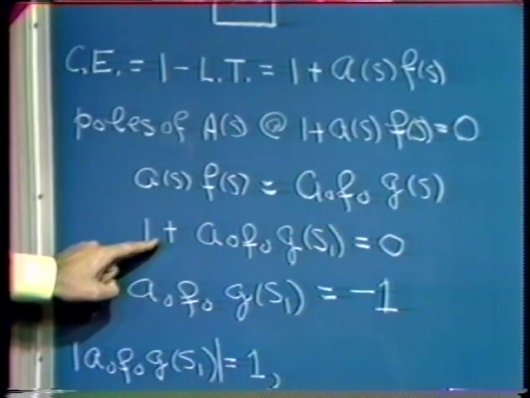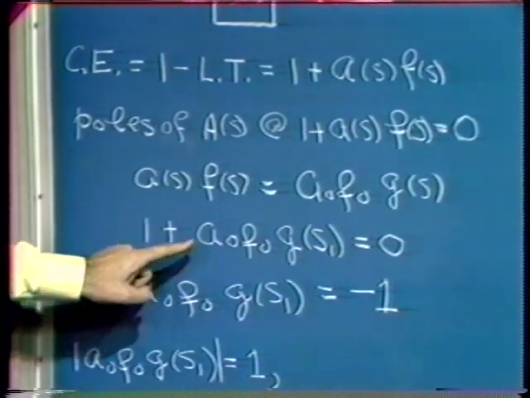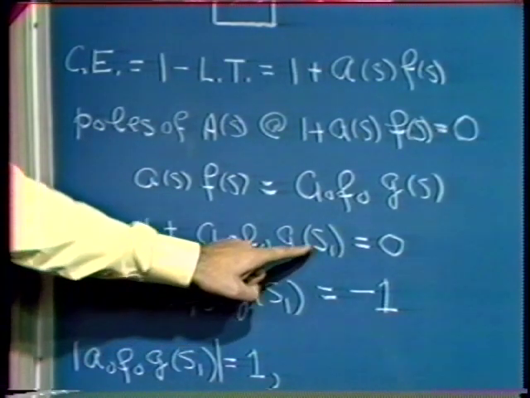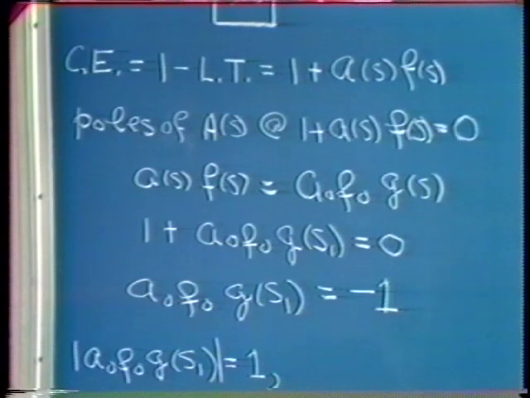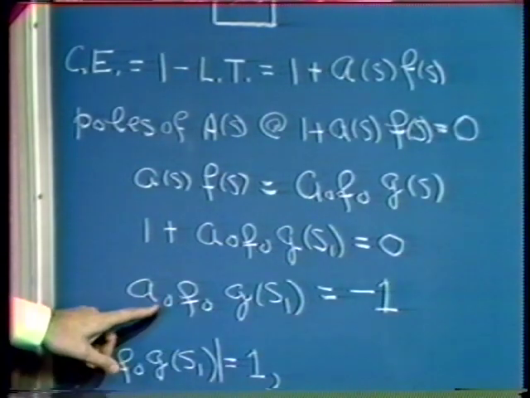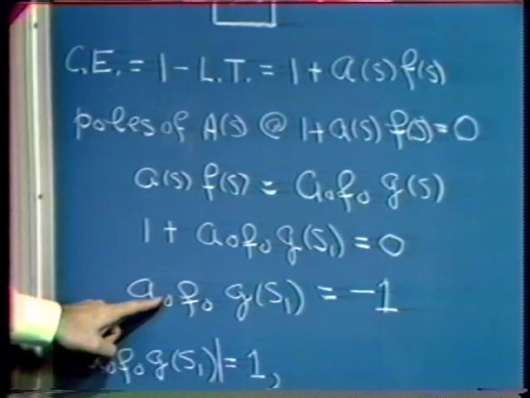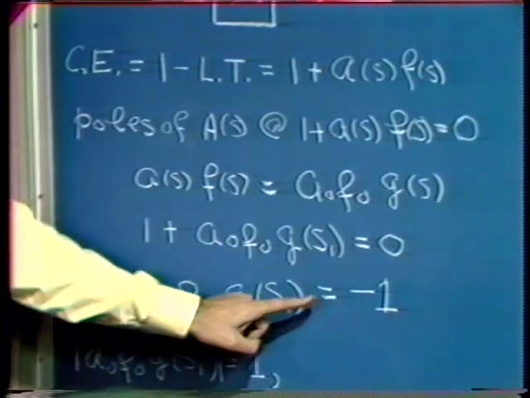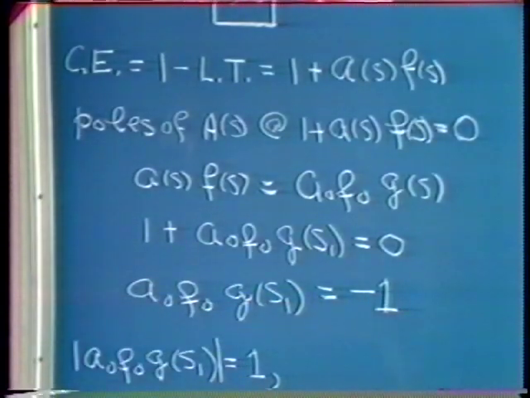So if we are in fact at a pole of capital A of s, the quantity 1 plus A naught F naught times g of S1 must be equal to 0. We can rearrange and recognize that that tells us that A naught F naught times g of S1 must be equal to minus 1.